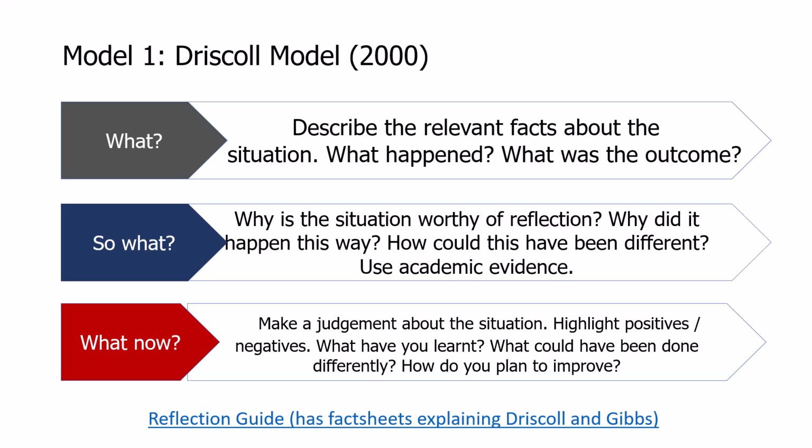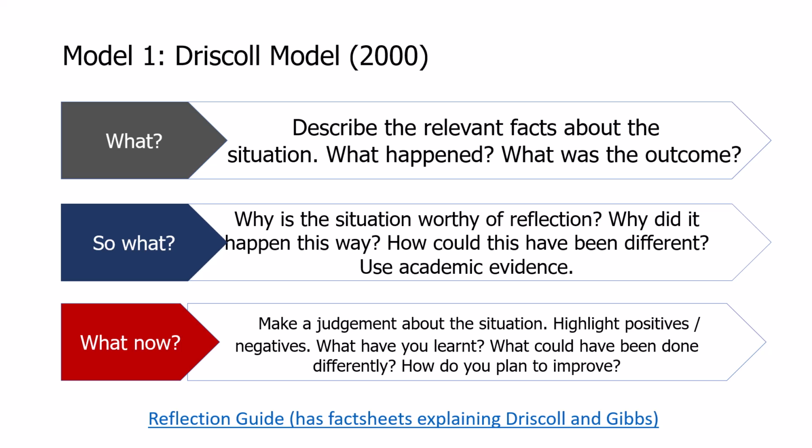So the Driscoll model is one of the most common reflective models used. It has three sections. The first is the what section, in which the writer needs to describe the relevant information about the situation, explain what happened, what was done, and then indicate what the outcome was. The next section, so what, is where the situation is analysed. The writer might explain why this happened in that particular way and how it worked, how it made a difference, how could things have been different. And this section should be rich in academic evidence.